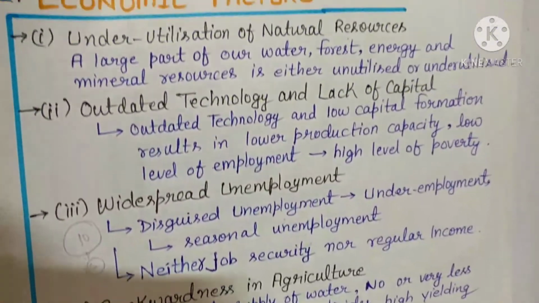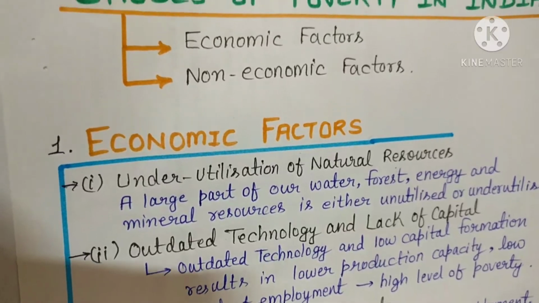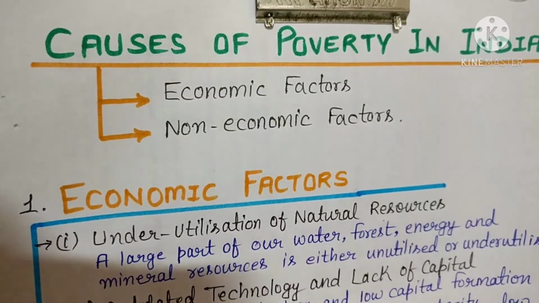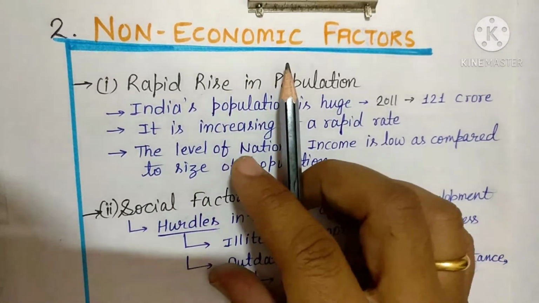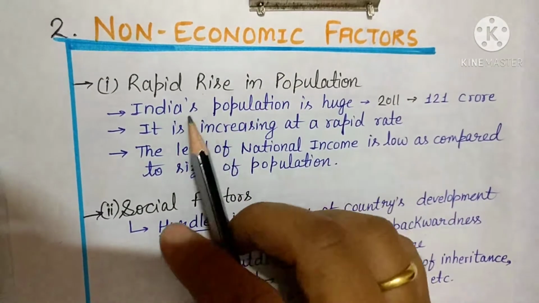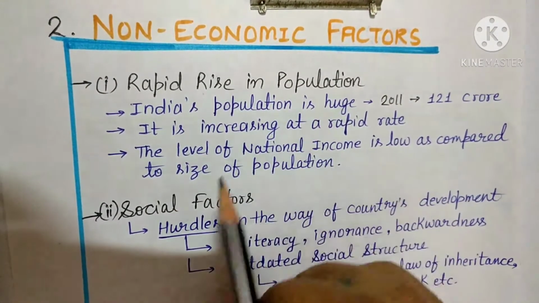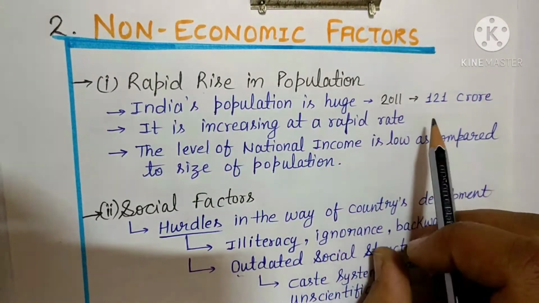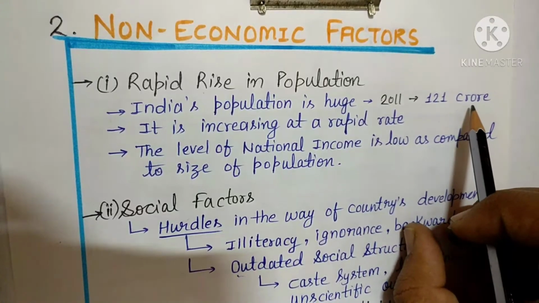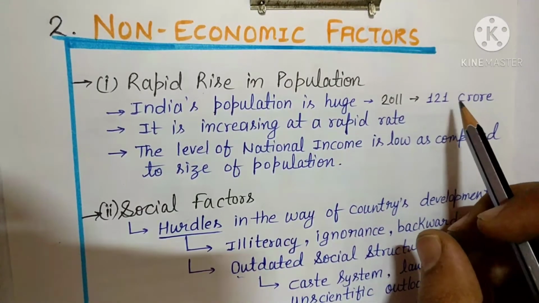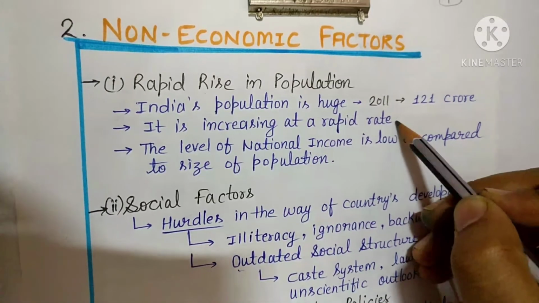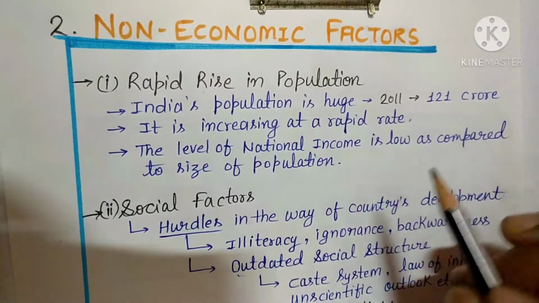So these are all economic factors which lead to poverty in India. Now we'll talk about non-economic factors. The first one is rapid rise in population. The population of India is very huge. In 2011 it was 121 crore. It is increasing at a rapid rate, and it is not decreasing at all.